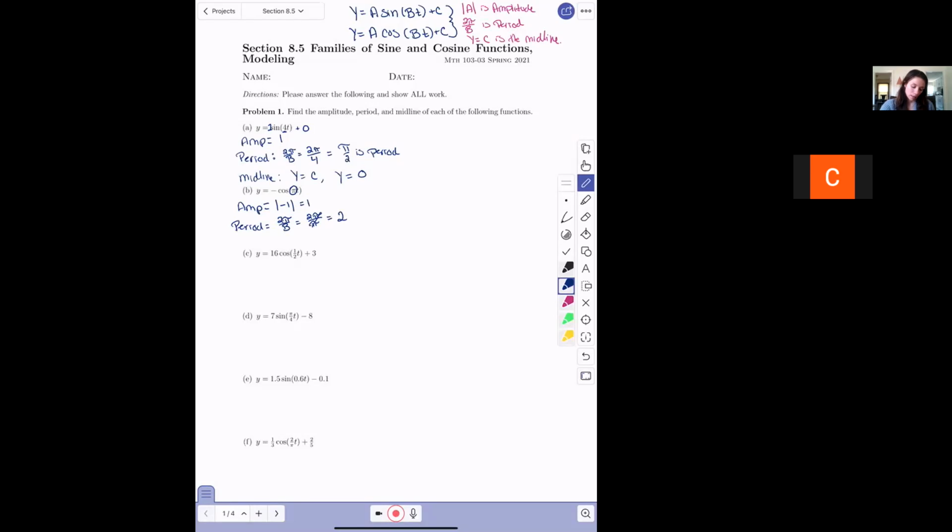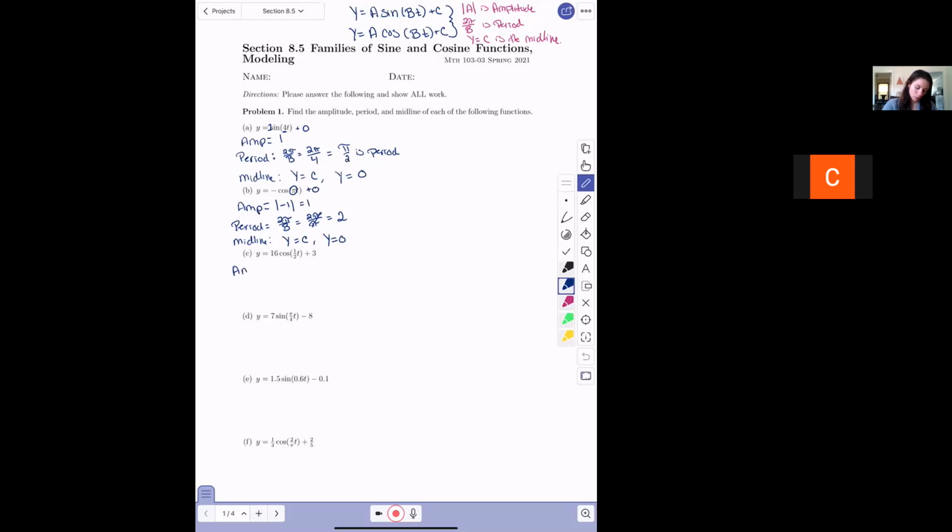Okay. Lastly, our midline for this one is y equals c, and again, c is equal to 0 in this case. Any questions there? Okay, we'll keep moving on then.